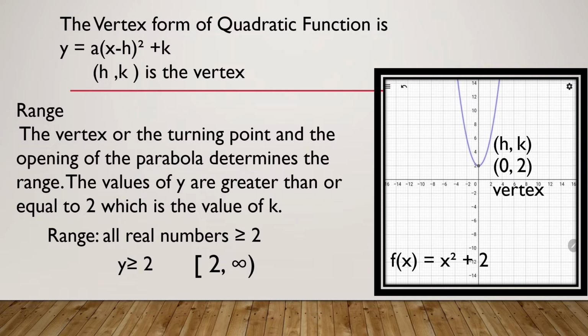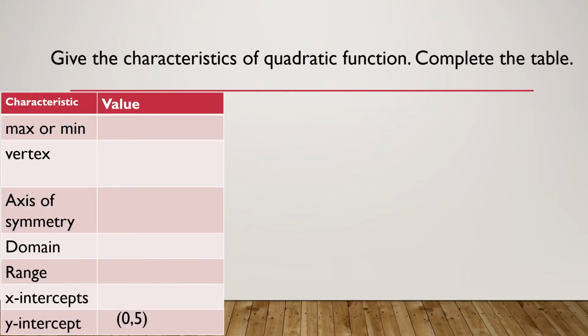Now, there are other information. So now we're going to give the characteristics of quadratic function without graphing. So I have here, may table ako dito. We are going to complete this. Yung mga characteristic nila, kung maximum or minimum value ba, vertex, axis of symmetry, domain, range, X-intercepts, Y-intercept. Okay, so isahin natin yan. So, ang given natin ngayon ay f of x is equal to the quantity x minus 3 squared minus 4.